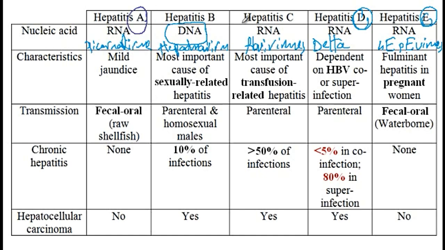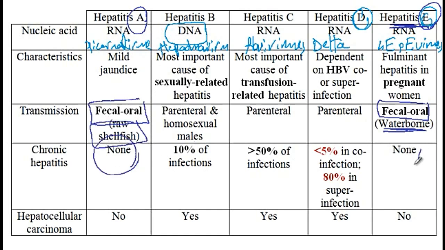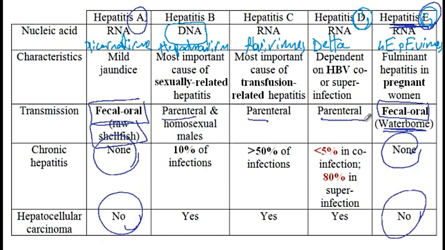So hepatitis A and E have many things in common, and it's that both of them are being transmitted by a fecal-oral route. The difference is that hepatitis A is usually from contaminated water, while hepatitis E is from raw shellfish. None of them are causing chronic hepatitis, and thus none of them are associated with hepatocellular carcinoma. While hepatitis B, C, and D, all of them are being transmitted via a parenteral route. In addition, hepatitis B can also be transmitted sexually, and thus it's seen in homosexual males, while hepatitis C is commonly associated with transfusions.